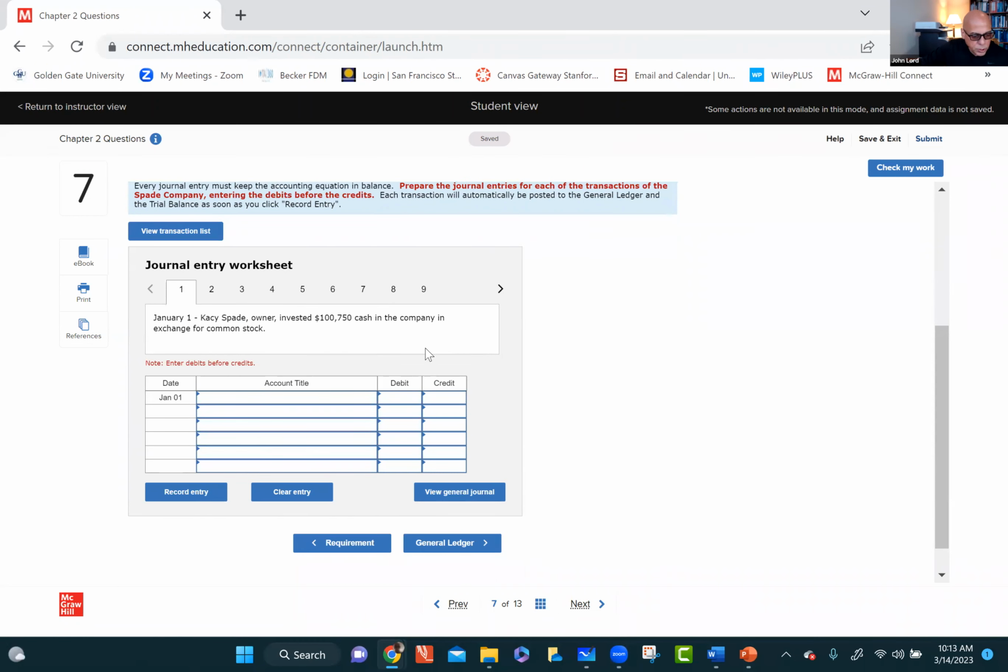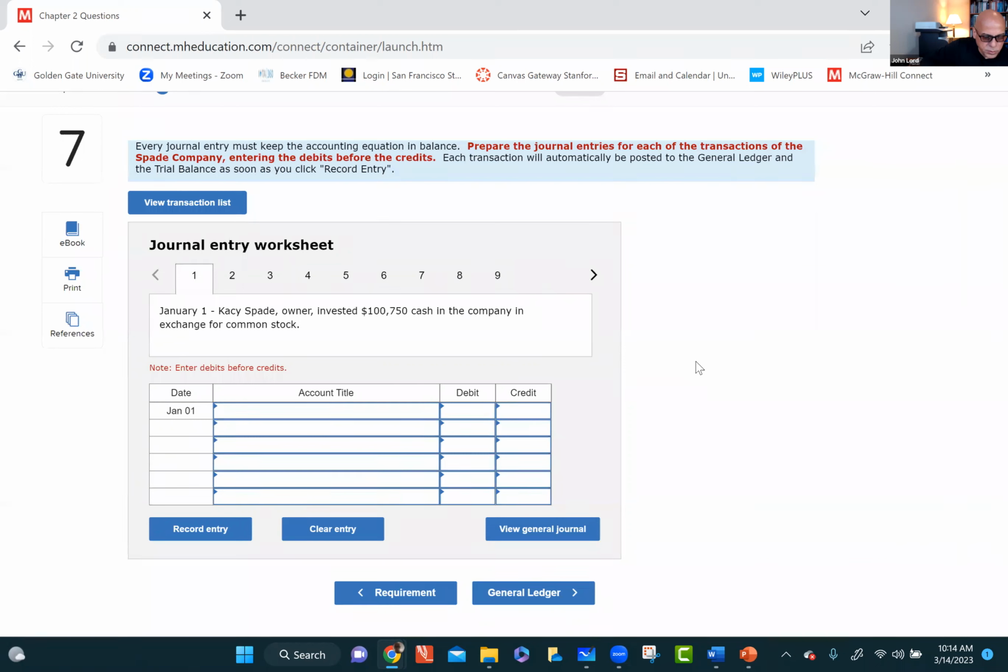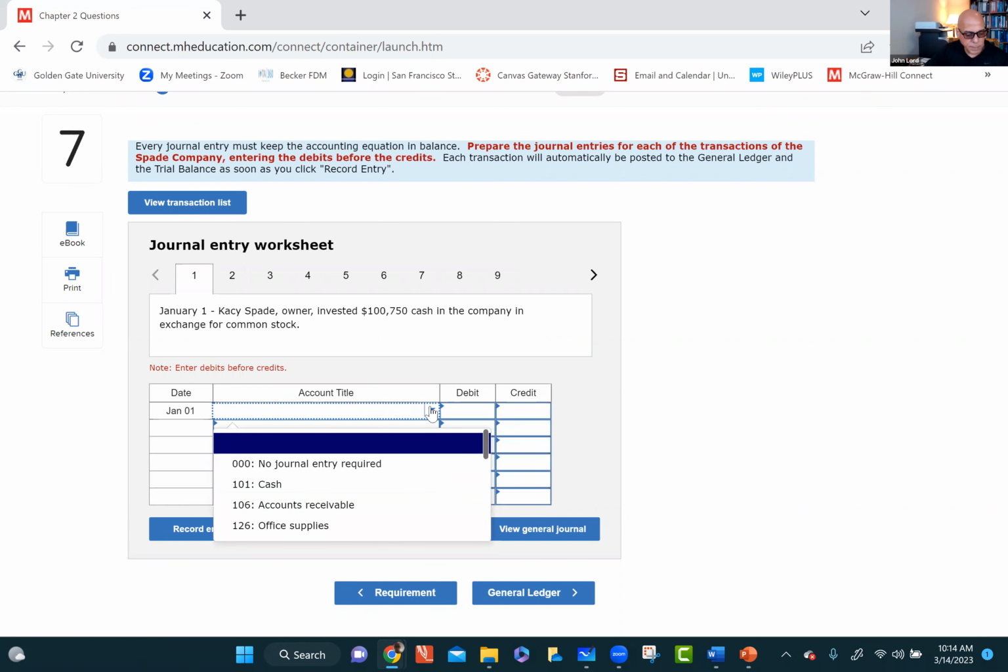Okay, but what would you do? You'd look at this transaction and it says Casey Spade, owner of this business. Hopefully you can see this okay on your screen. You may need to move your face a little closer to your screen to see it. Casey Spade, owner, invested $100,750 cash in a company in exchange for common stock. You guys, hopefully, please don't give me a heart attack here today. Okay, what would be the account that is affected if Casey gave cash to the company? She invested cash.